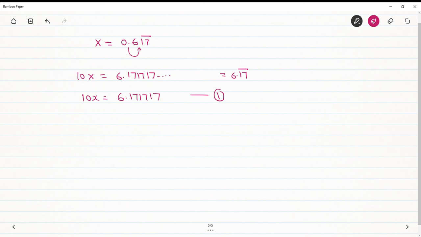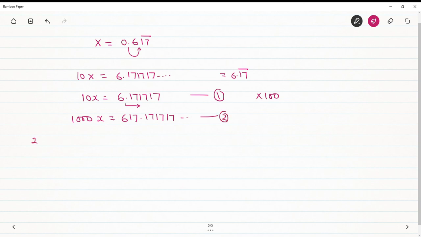Two digits are repeating, so I'm multiplying it by 100. So this gives me 100 into 10, which gives me 1000. So it is 1000x is equal to 617 on this side, because when you multiply by 100, the decimal will shift two digits here. So it is 617 point, after that similar 171717 will continue the same way. So that is your equation number 2.